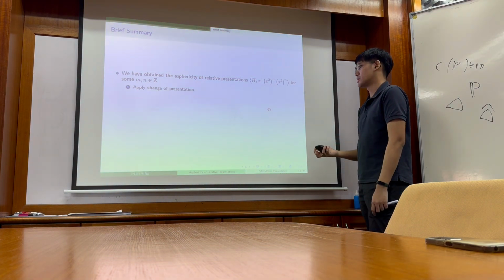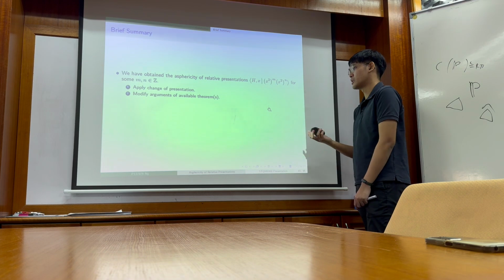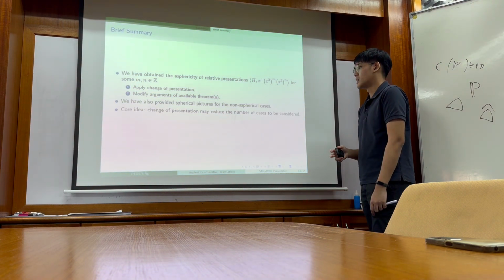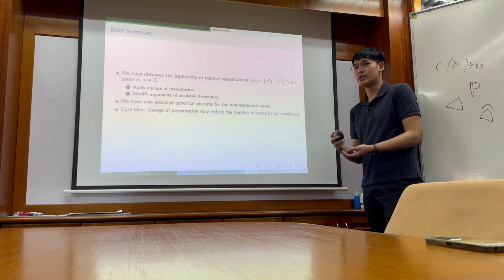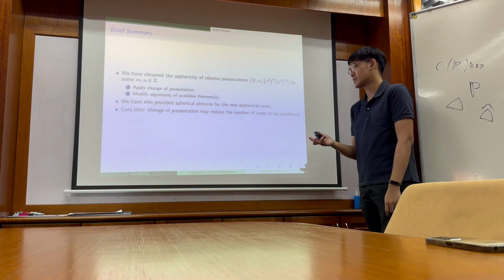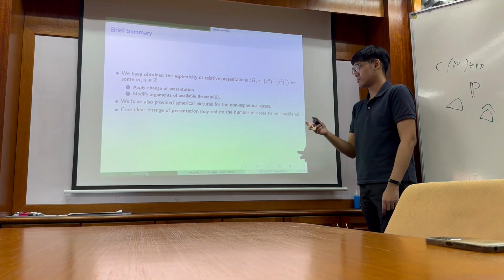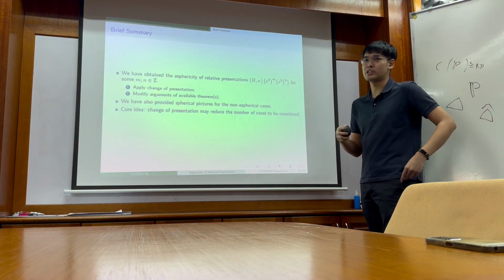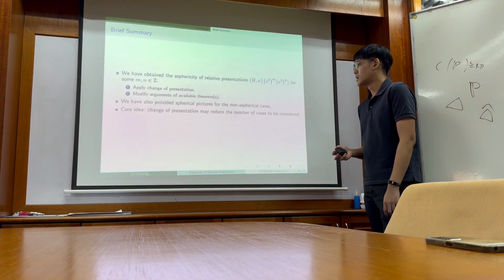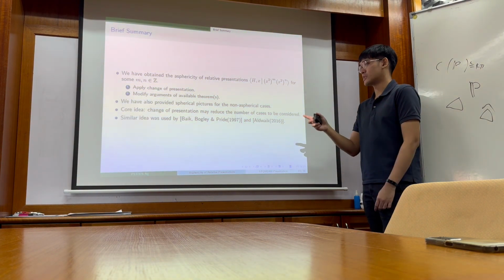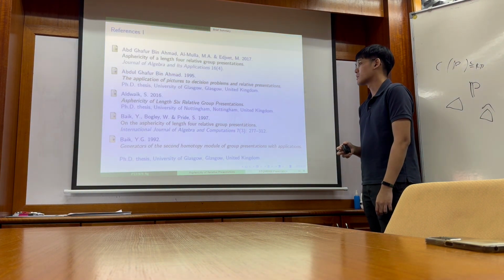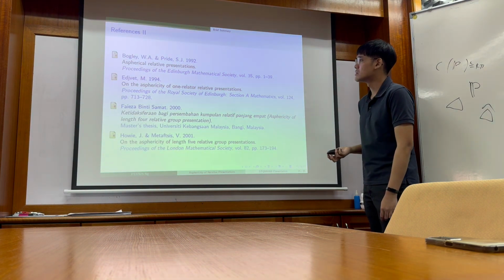We apply the change of presentation and then we modify the available theorems. The core idea is, before we immediately apply the stability test, we can consider using change of presentation to reduce the number of cases to be considered. And this idea is also used by other research as well. These are the references. Thank you.